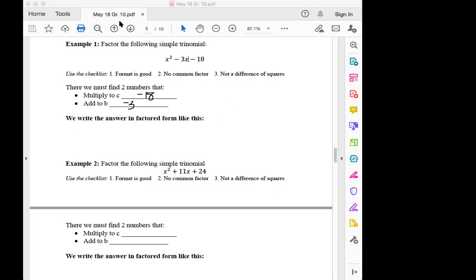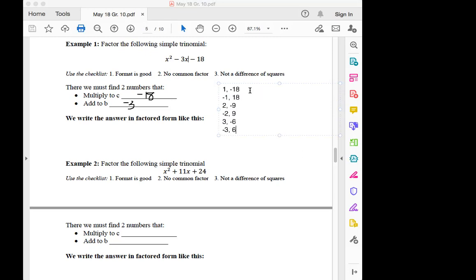Okay, so I'm going to type it out just so I don't have to worry too much about it. Okay, so factors of 18. So we have 1 and negative 18. We have a negative 1 and 18. We have 2 and negative 9 that multiply and give us negative 18. We have negative 2 and 9. We have 3 and negative 6. And we have negative 3 and 6. So all of these can be multiplied to give you negative 18.